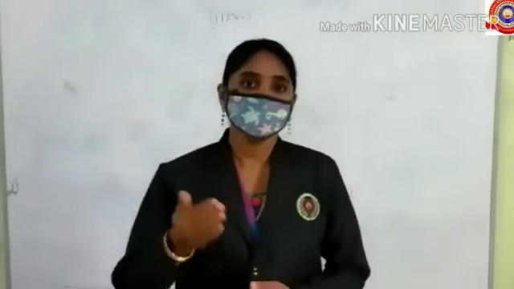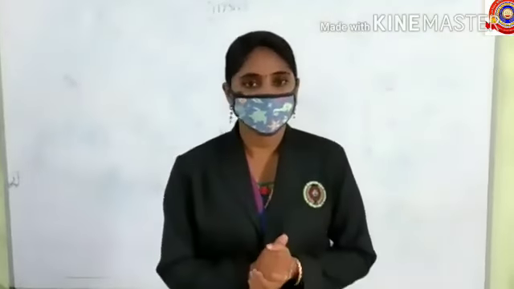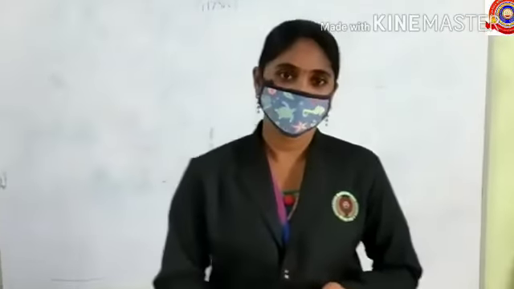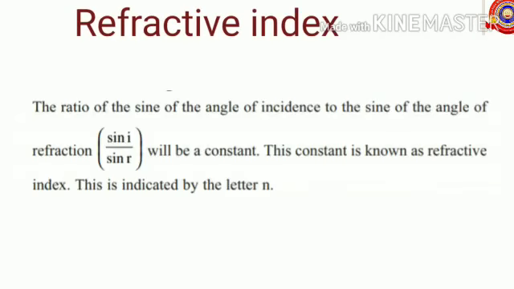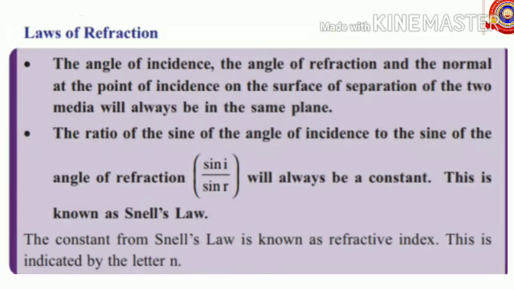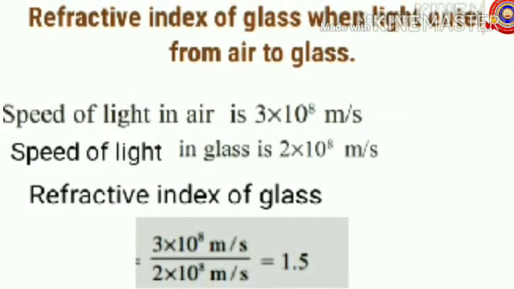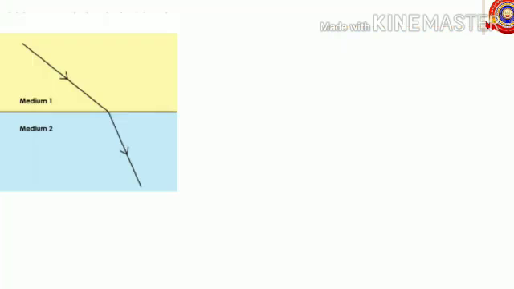Do you remember which are the contents we went through in the previous class? Yes, we studied some of the important concepts of our fifth chapter. We studied about refractive index. So refractive index is a constant, that we already studied, and we also studied about the laws of refraction. And also we discussed how we can find out the refractive index of glass when light enters from air to glass. And you might have understood that the refractive index of glass with respect to air is 1.5.